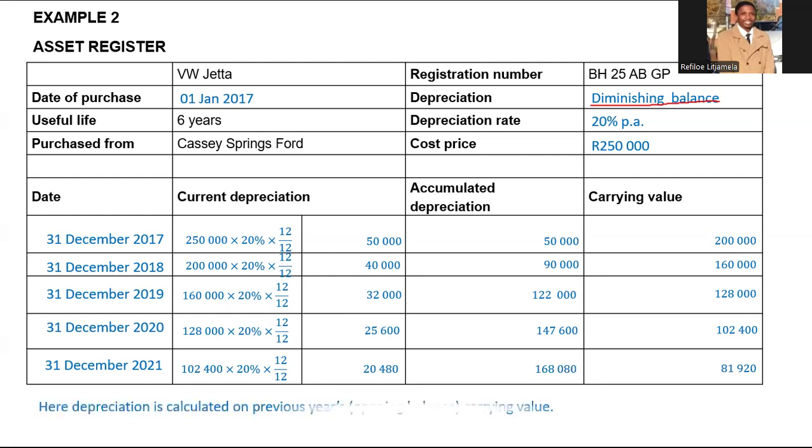So basically here we're saying that depreciation, when we use diminishing balance method, we calculate it using last year's closing value of your carrying value, or basically the opening carrying value, because last year's closing will be this year's opening. You take it, you multiply it by your depreciation rate, and you apportion it according to the number of months you've used that asset in that year.